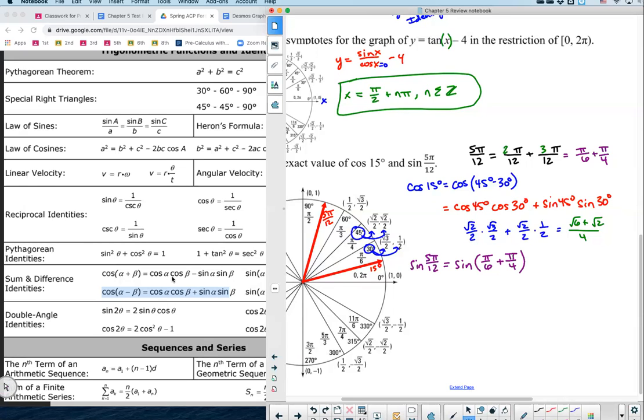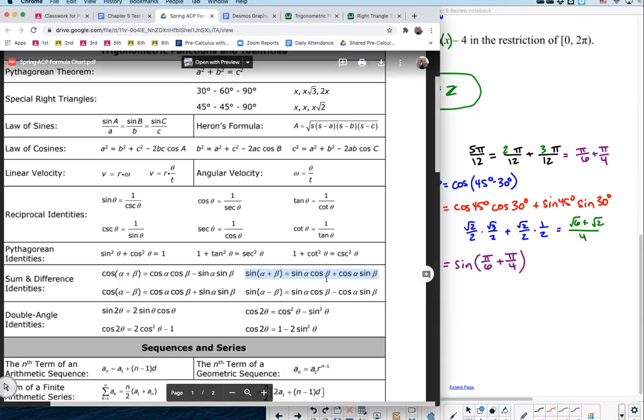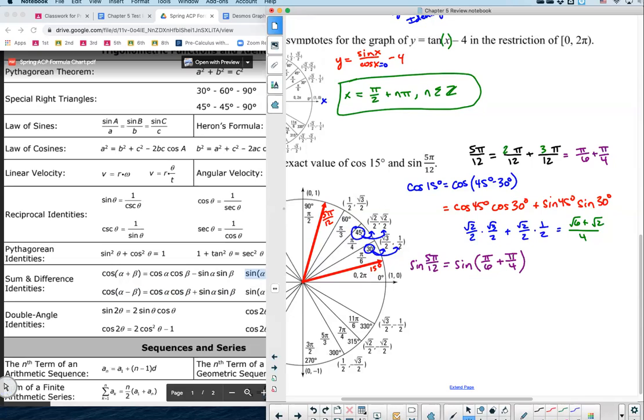And then we could go through and use this same group of formulas, but specifically since I'm adding and it's sine, I would use this formula right there. So it'll be equal to sine A cosine B plus cosine A sine B. And notice those are the exact same angles we were working with earlier, but now we are using the radians.